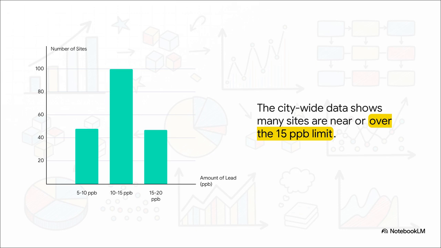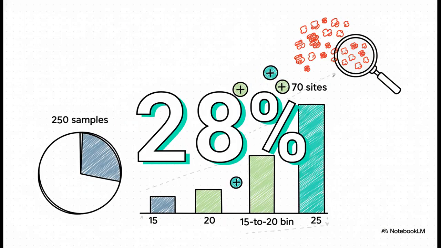But now, look at what happens to the right of that 15 ppb line. The story is very, very different now. Let's just add it up. We have 47 sites in that 15 to 20 bin and another 23 in the 20 to 25 bin. That is 70 sites in total that are at or above the 15 ppb limit. Out of 250 samples, that comes out to 28%.